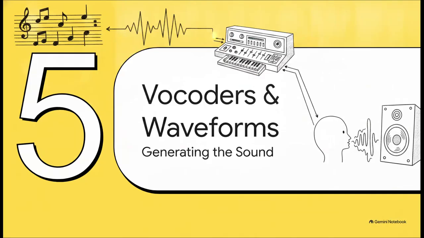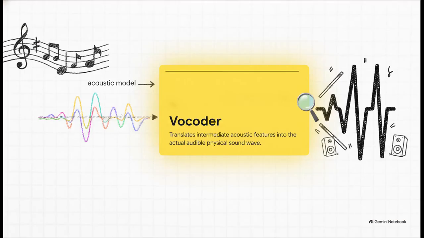Section 5. Vocoders, generating the waveform. Our sheet music is finally ready, bringing us to the end of the line, the vocoder workstation. If the acoustic model wrote the sheet music, the vocoder is the physical instrument that plays it. It's the final computational block that translates those intermediate, non-audible visual spectrograms into an actual physical sound wave that can push air through your computer speakers.